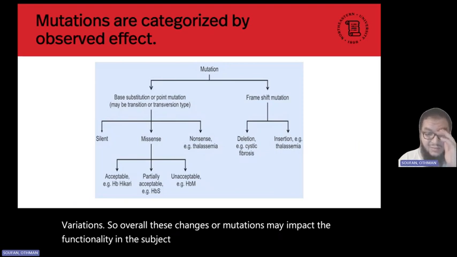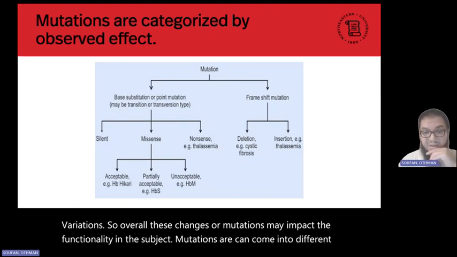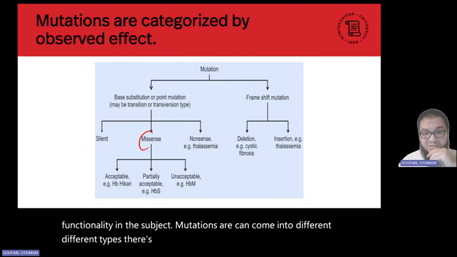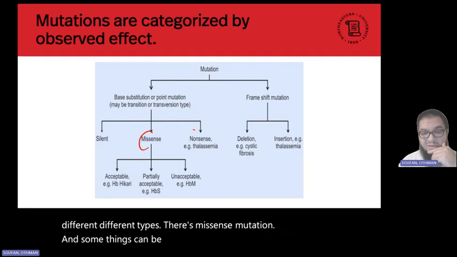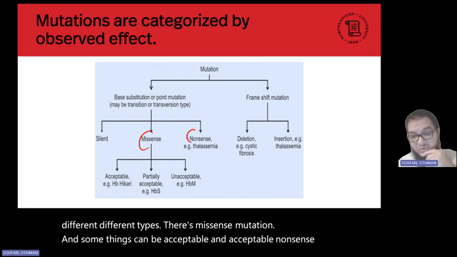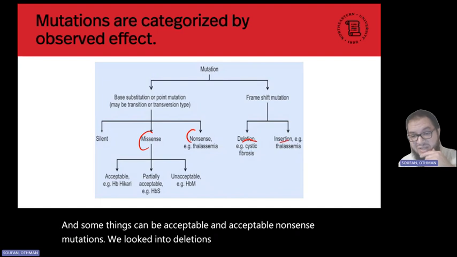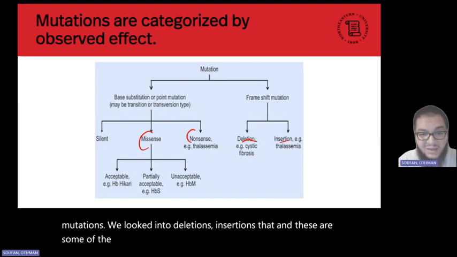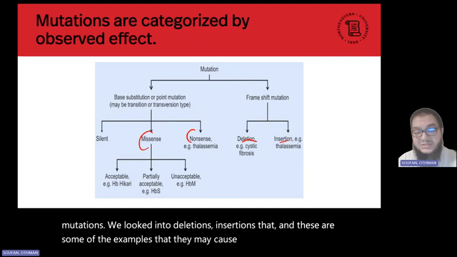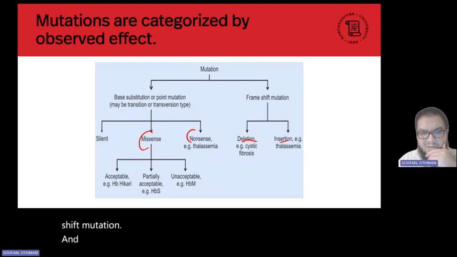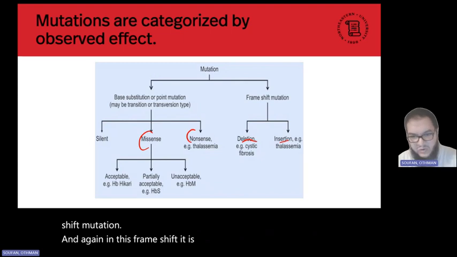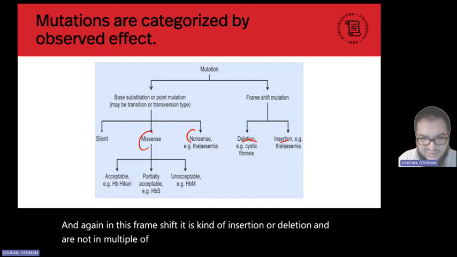Mutations can come in different types. There's missense mutation, which can sometimes be acceptable and unacceptable. Nonsense mutations, we looked into deletions, insertions, and these are some of the examples they may cause. There is also the frame shift mutation, and again in this frame shift, it is an insertion or deletion that is not in multiples of 3 nucleotides.